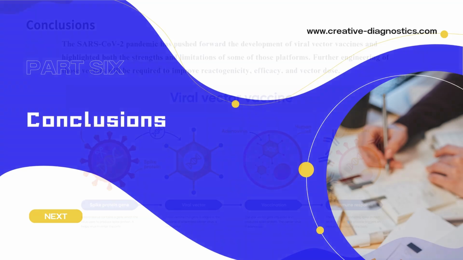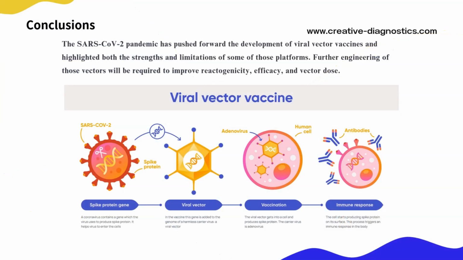Viral vectors have existed for over 4 decades, many of which have been utilized and are currently being used as vaccines against infectious diseases. The SARS-CoV-2 pandemic has pushed forward the development of viral vector vaccines and highlighted both the strengths and limitations of some of those platforms. Further engineering of those vectors will be required to improve reactogenicity, efficacy, and vector dose.